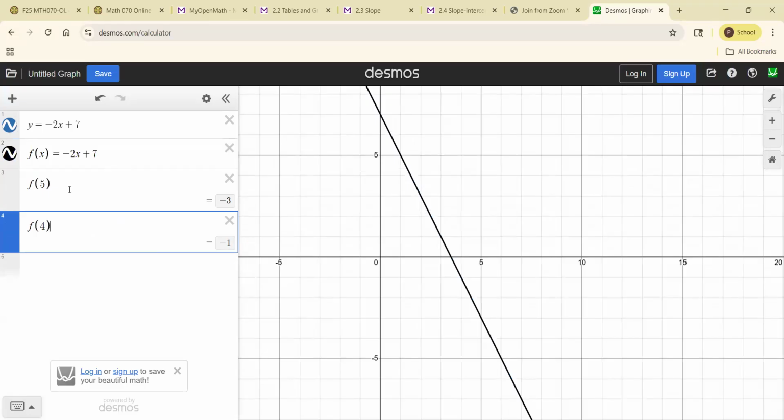I misspoke on this one. What output do I get when x is 5? -3. What output do I get when x is 4? -1. So writing our linear equations actually as linear functions helps us do arithmetic even a little bit faster using Desmos. All right, that's it for this video. Next one's coming up soon.